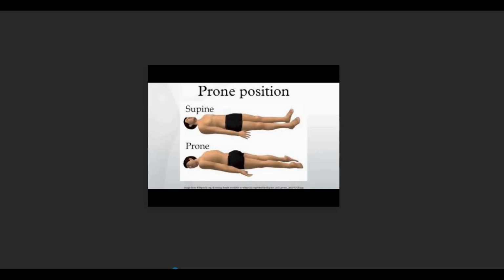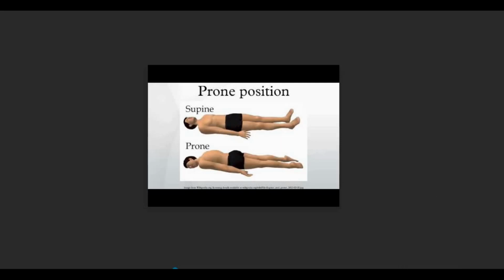Hi everybody. Today we are going to learn about prone position and how prone position helps to improve ventilation and perfusion in ARDS or in COVID-19 patients. So what is prone position? In prone position, the patient is positioned face down, lying flat on the stomach.